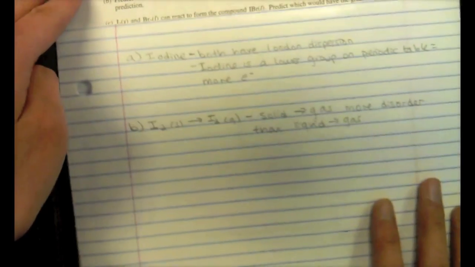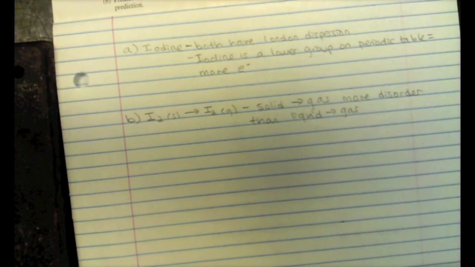In question B, it's asking to predict which of the two processes shown in the table has a greater change in entropy.